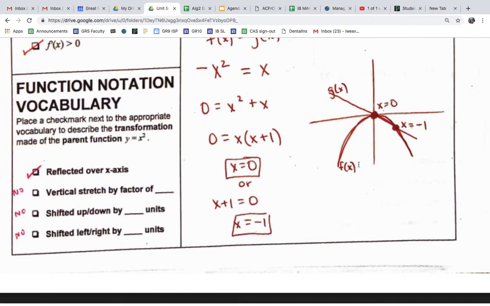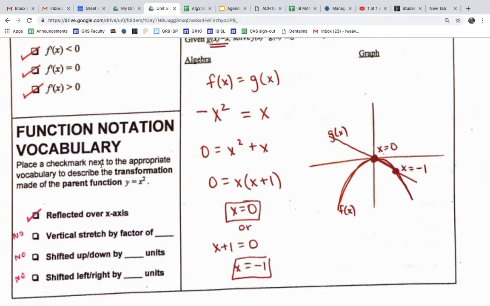It wasn't shifted up or down. Our vertex is still at 0, 0, and it wasn't shifted to the left or to the right. Our minimum maximum still happens at 0, or our axis of symmetry happens at 0. So the only thing that really happened was it got flipped upside down.